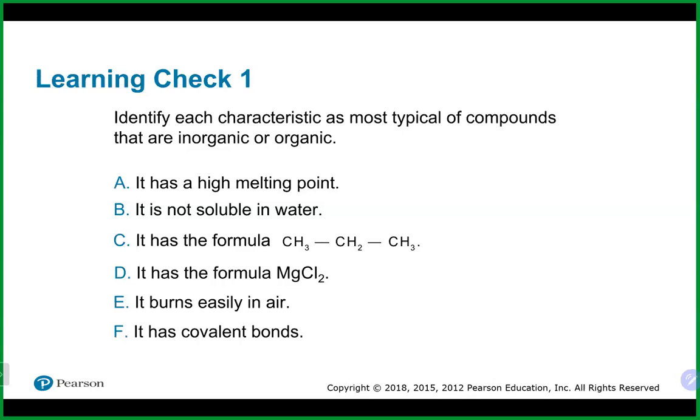So if we want to identify the characteristics of most typical compounds as inorganic or organic: if it has a high melting point, those are typically our inorganic stuff, right? If they're not soluble in water, they will typically be our organic. Has a formula of CH3, CH2, CH3, will be organic, right? That's really the basis of most organic things. This will be inorganic here. Magnesium chloride. It burns easily in air, should be organic, and has covalent bonds, would be organic.